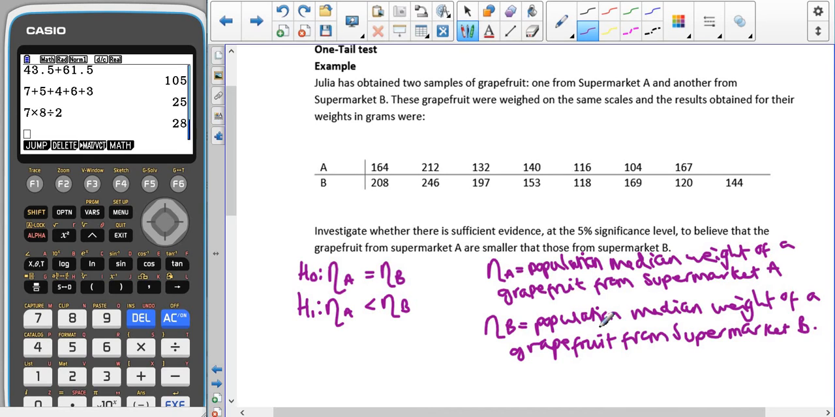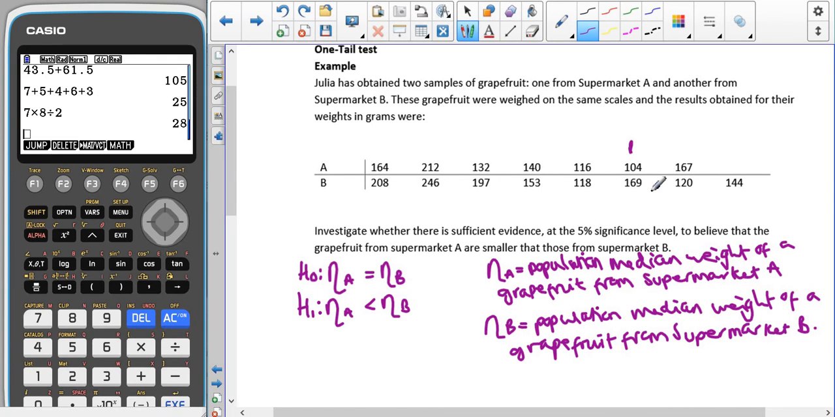So then we are going to rank our data. Now this is different to how we have done ranking before, as we are going to rank all the data as one big set of data. So we're looking at both A and B, and the smallest number that we can see is 104. So that gets the rank of 1.